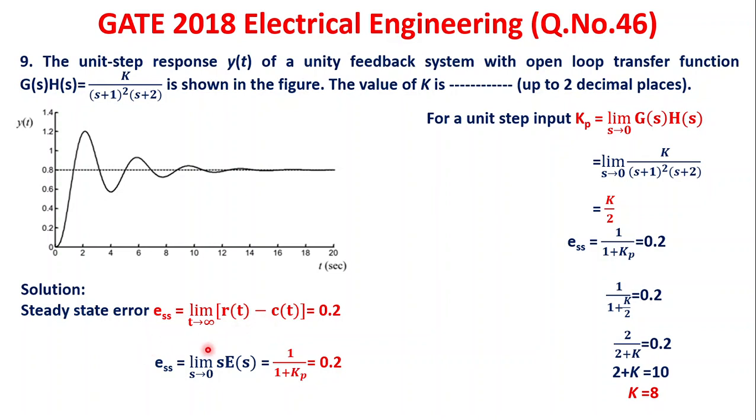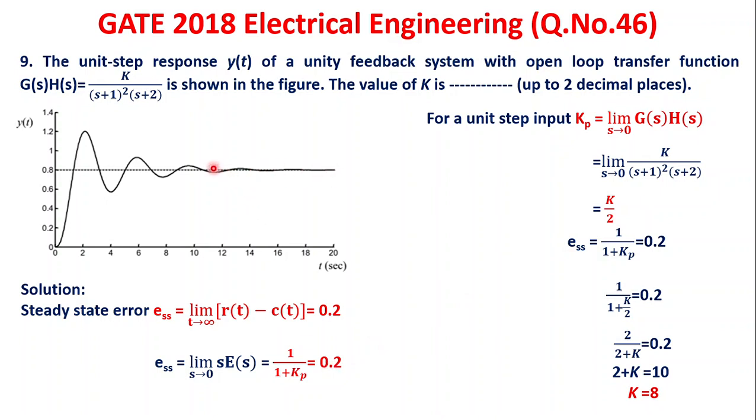Right. What is steady state error? For a step input, we know limit s tends to 0, s into E of s in S domain by final value theorem. So we know for a step input, it is 1 by 1 plus kp. And if we find out kp from this, what is kp? Limit s tends to 0, g of s, h of s. So kp is k by 2, because 0 plus 1 whole square, 0 plus 2, so k by 2. And the steady state error is 0.2.